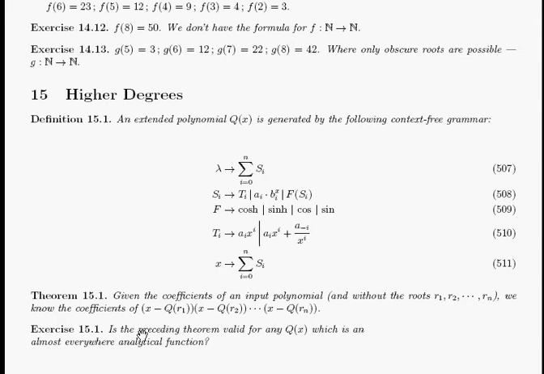When we go to infinity, we conjecture that q of x must be almost everywhere analytical function. So a Taylor series analytical can be derived from this context-free grammar when n is equal to infinity.